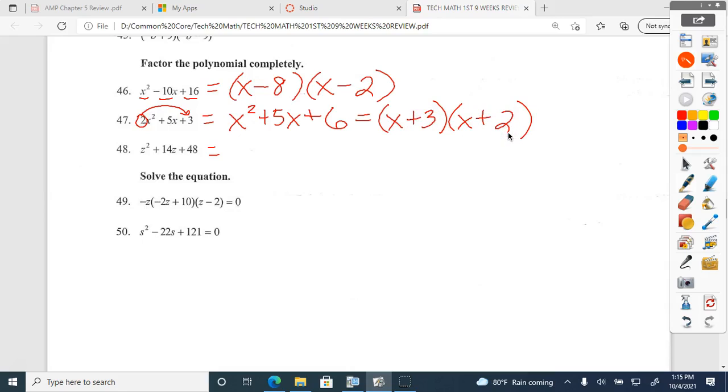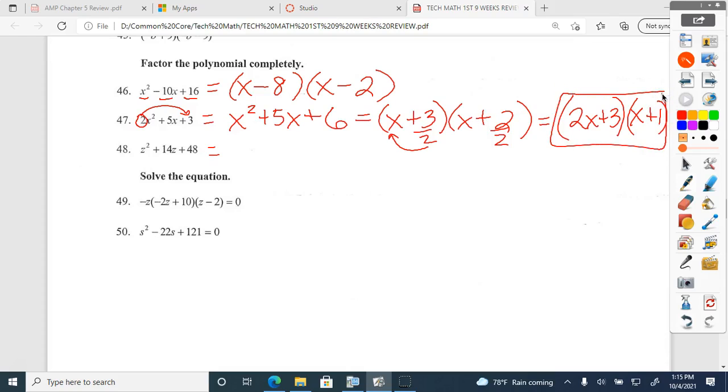Okay? But the key to borrowing is to make sure we didn't steal it. So how do we make sure? We've got to put it back. What did we borrow? The 2. So we're going to divide by 2. Bottoms up if it reduces. Okay? So 2x plus 3, and then x plus 1.